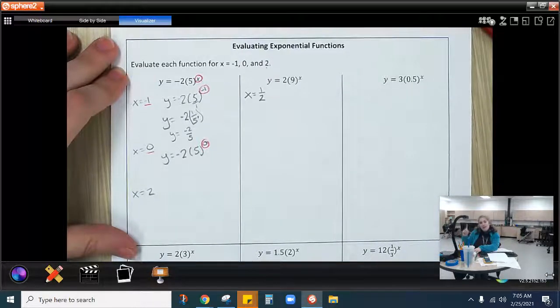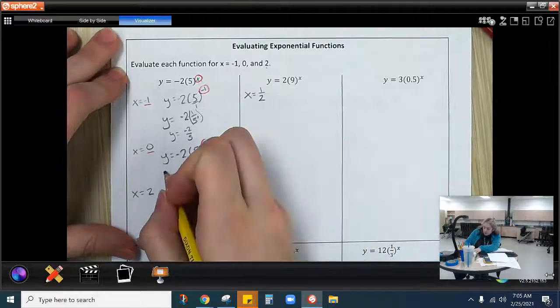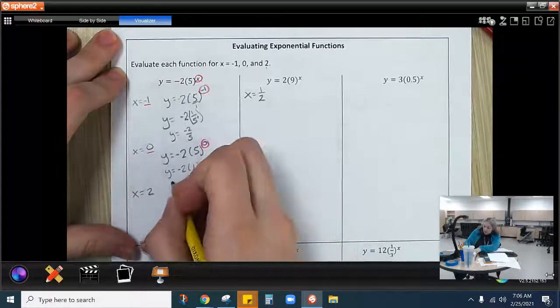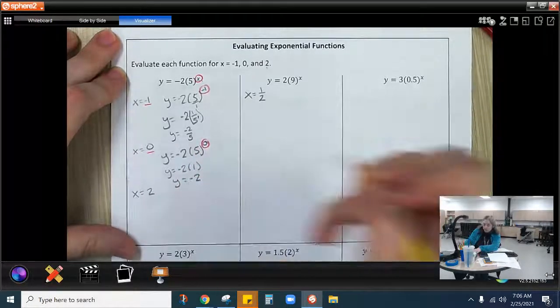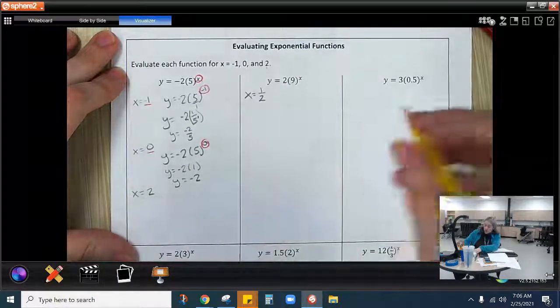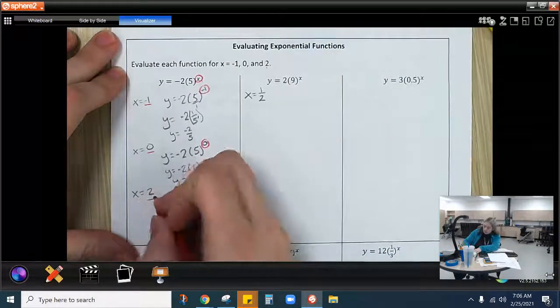Well, wait a second. Anything to the 0 is 1. So I really have -2 times 1. Hey, wait a second. That's really y equals -2. All right, now let's try our 2 here.